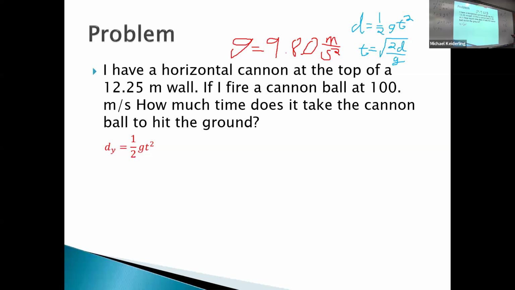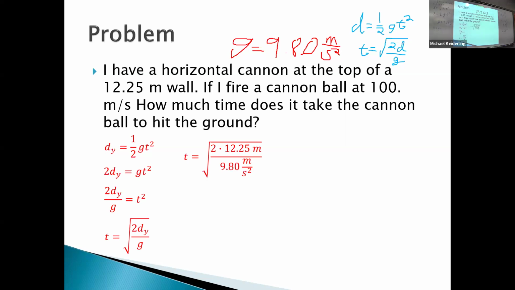So the vertical distance is 1/2 g t squared. So 2 times the vertical distance is g t squared. t squared is 2 times the vertical distance over g. So t is going to be the square root of 2 times the vertical distance over g. So 2 times 12.25 meters over 9.8 meters per second squared gives you 2.5 seconds squared, which gives you a time of 1.58 seconds.